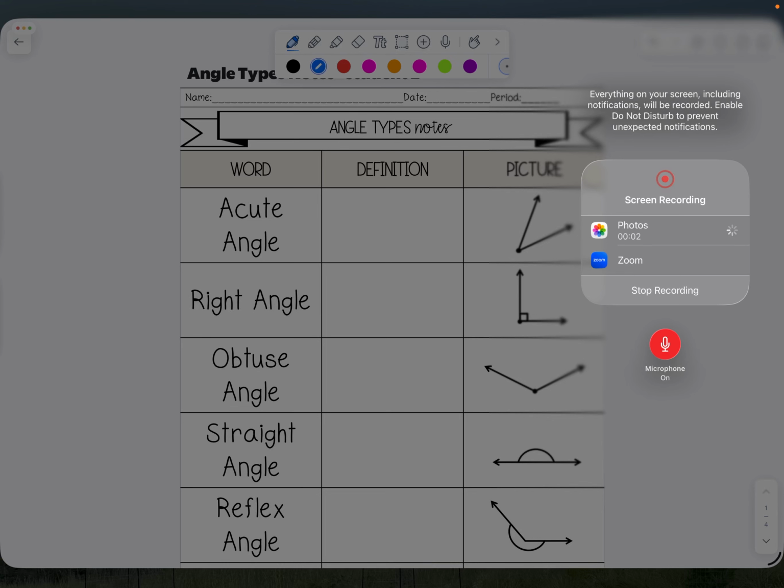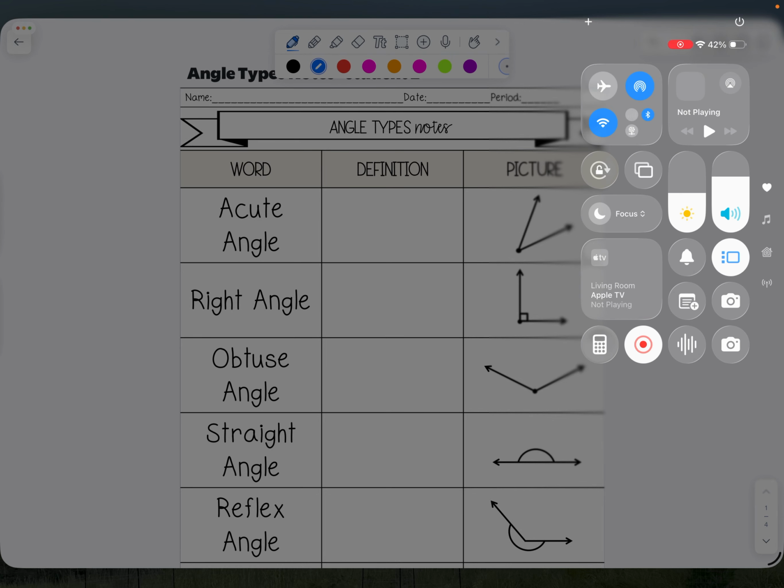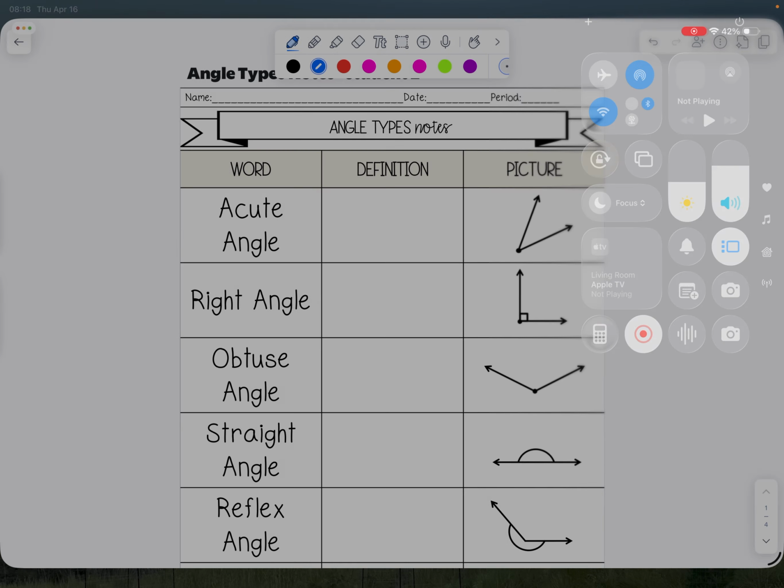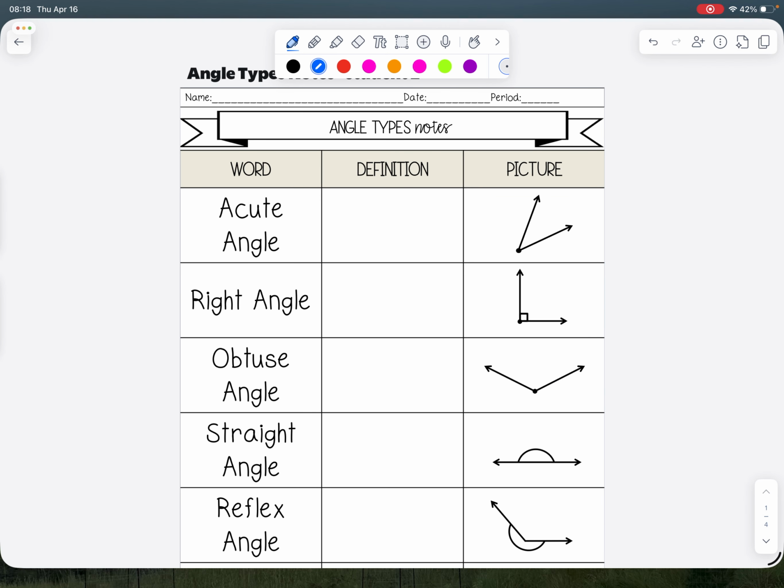Okay, so we are starting our geometry unit today, and we're going to look at the different types of angles, and then we're going to look at angle pairs. So we're going to start with the different types of angles, a quick review.